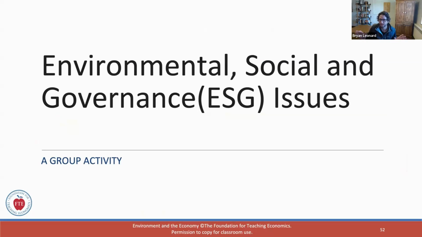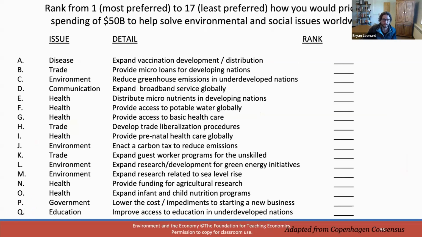And this is a great activity for students. We're going to go ahead and have you all do the activity, but it's a great one for students as well. So in a moment here, I'm going to send you into breakout groups for about 10 minutes. And the idea here is that you have $50 billion to spend to try to solve and reduce human suffering as much as possible.